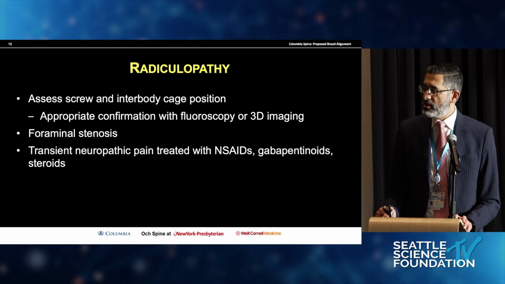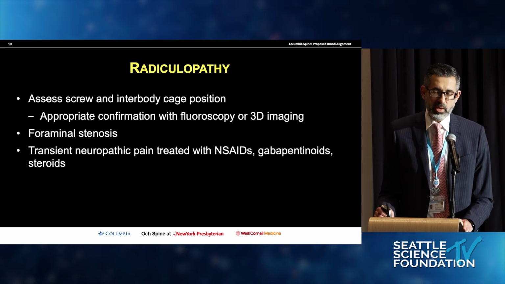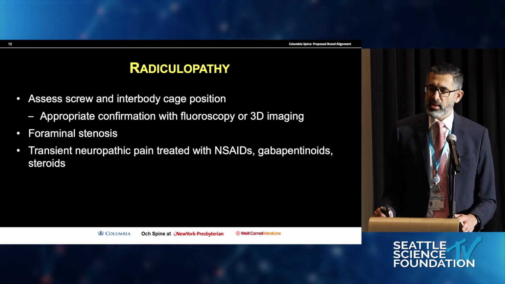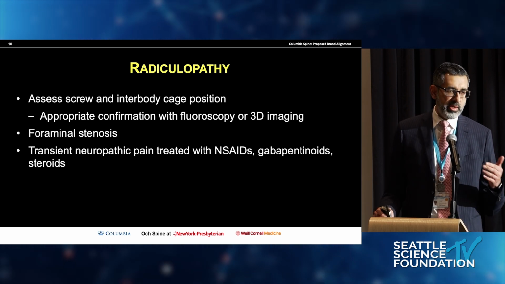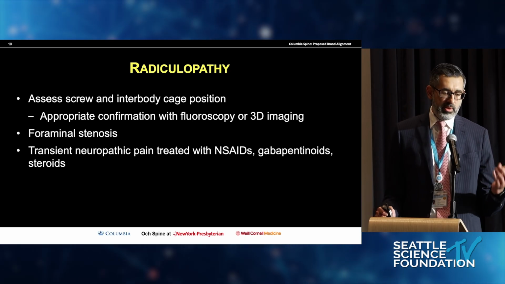If someone does have radiculopathy that is unexpected and more than you would expect from just irritation, what you want to do is obviously get imaging to look at screw placement, cage placement, migration, all those things, to make sure that nothing else structural is going on that would cause that.